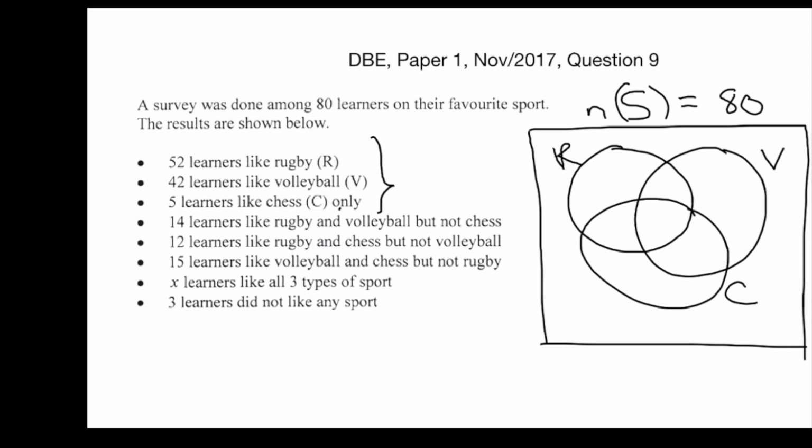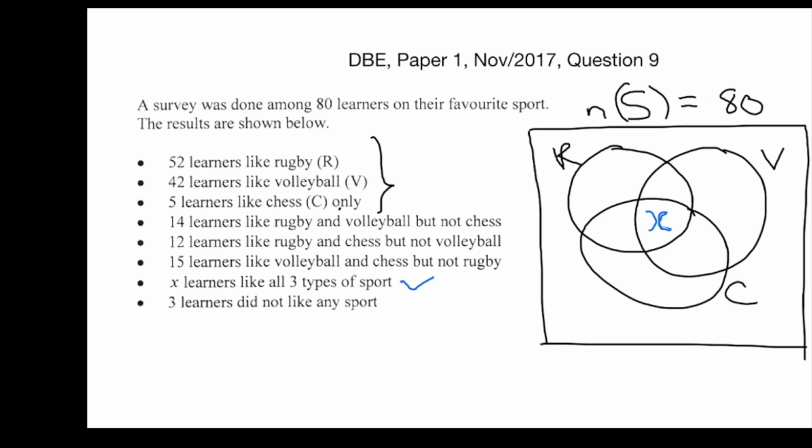The best thing to do for me is to read through my situation and particularly check whether I'm given the number of learners who like all 3 sports. So it says X like all 3. So I know that I need to put X in here. So I'm putting in the number of learners who like that particular sport. So X like all of the 3.